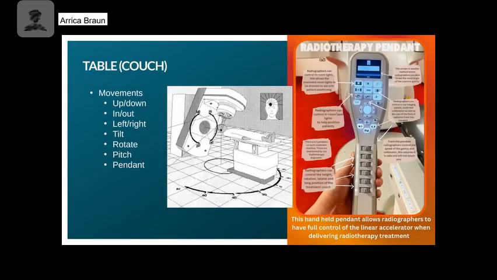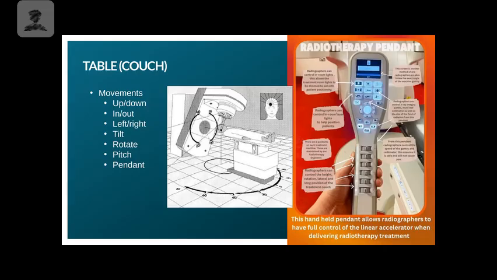Our table or couch has quite a few options for maneuvering so that we can center correctly. Typically we start out with the table straight on with the gantry, at the lowest setting so we can get the patient on the table. Then once they're on the table, we'll raise them up and start bringing them in towards the gantry. Our movements allowable are up and down. We can go in and out, towards the gantry or back away from the gantry.